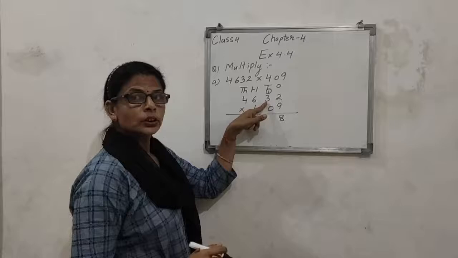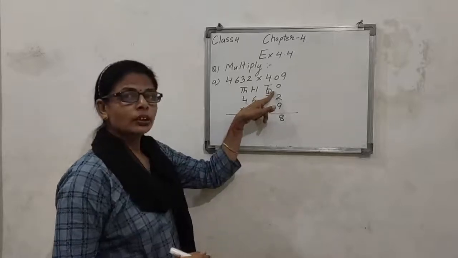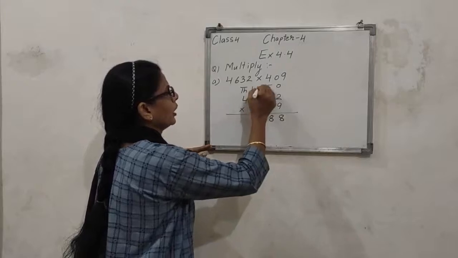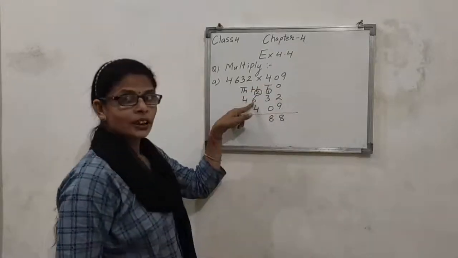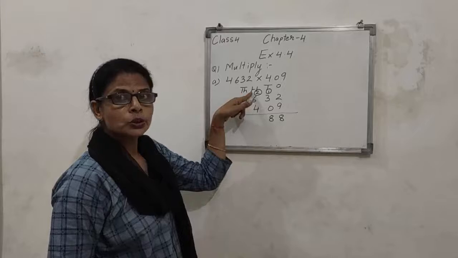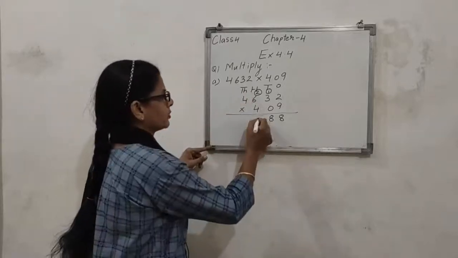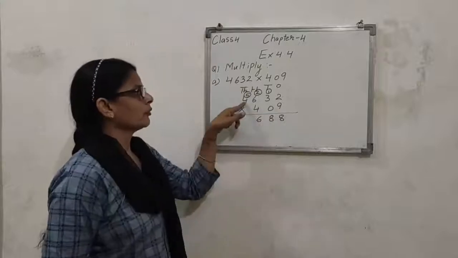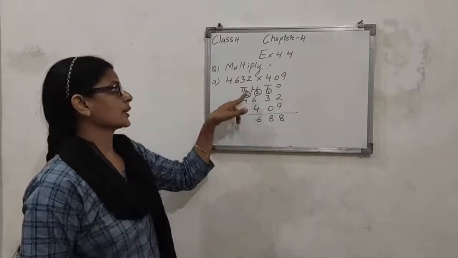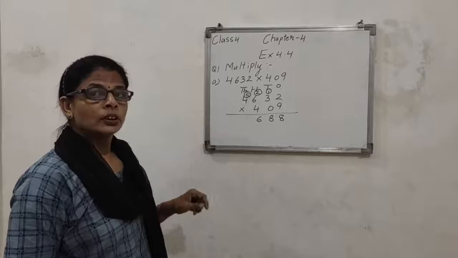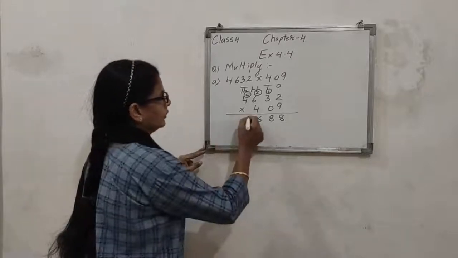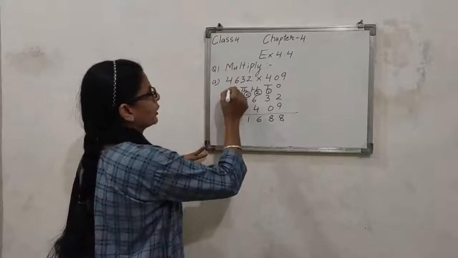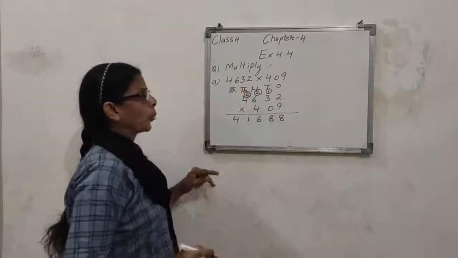9 threes are 27. 27 plus 1, 28. 8 will be written down. 2 will be carried on the 100 place. 9 sixes are 54. 54 plus 2, 56. 6 will be written down, 5 will be carried on the thousand place. 9 fours are 36. 36 plus 5, 41. 1 will be written on thousand place and 4 will be written on 10,000 place.